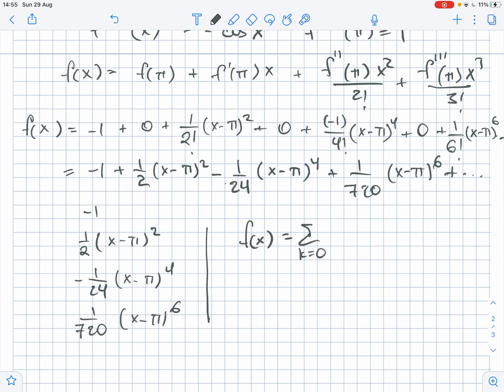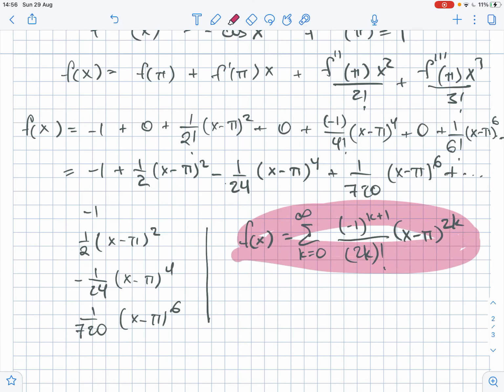This equals, so f of x equals the sum from k equals 0 to infinity of negative 1 to the power of k plus 1 over 2k factorial times (x minus pi) to the power of 2k.